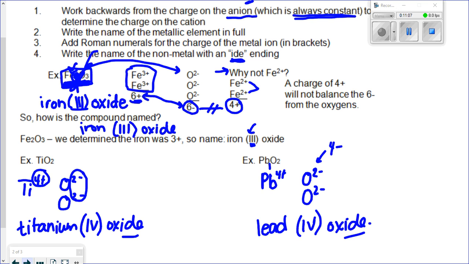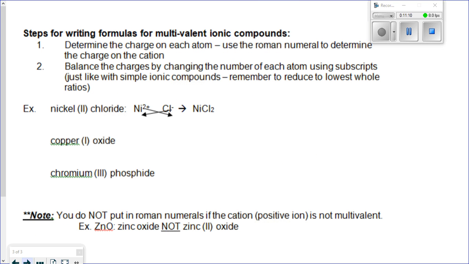So that's naming based on a formula, but we also need to look at steps for writing formulas for multivalent ionic compounds. This is actually not too bad. It's basically the same as what we would have done for binary ionic. It says determine the charge on each atom. In this case, if it has a Roman numeral, that is telling us the charge on the cation species. Balance the charges by changing the number of each atom using subscripts, just like when we did simple ionic compounds. And make sure that you have it to your lowest whole number ratio.